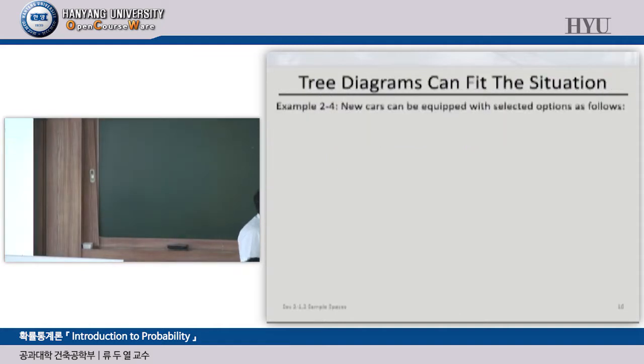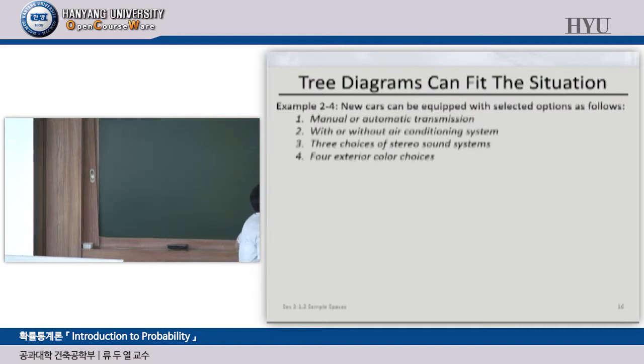New cars can be equipped with the selected options as follows. First one, the manual or automatic transmission. The second one, with or without air conditioning system. The third one is we have three choices of stereo sound systems. And also we have 4 exterior color choices. In that case, what is the total number of outcomes from this case? And we can also simply obtain the total number of outcomes based on the tree diagram.